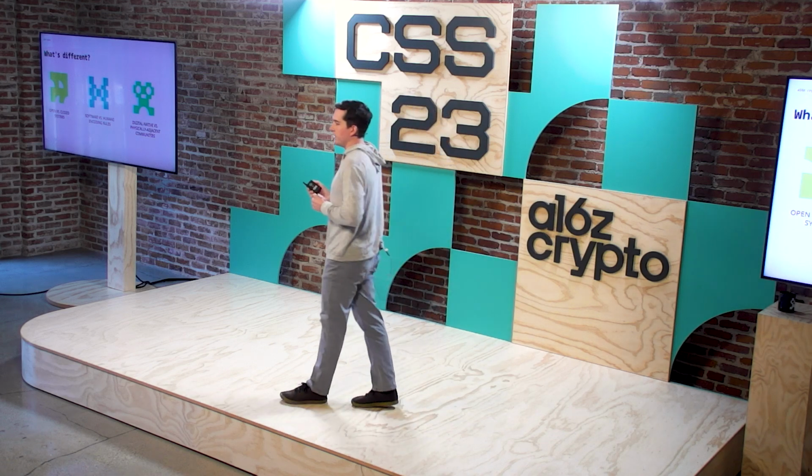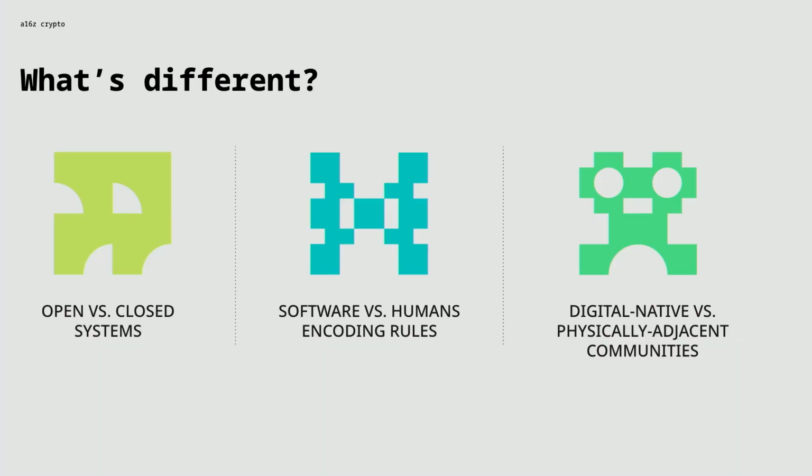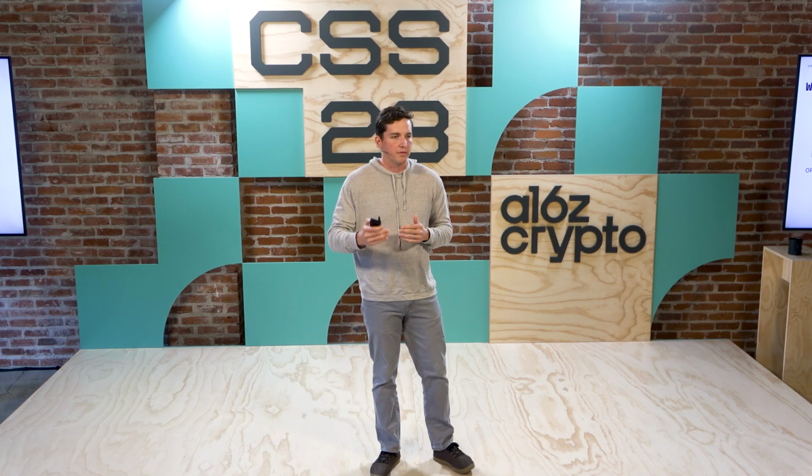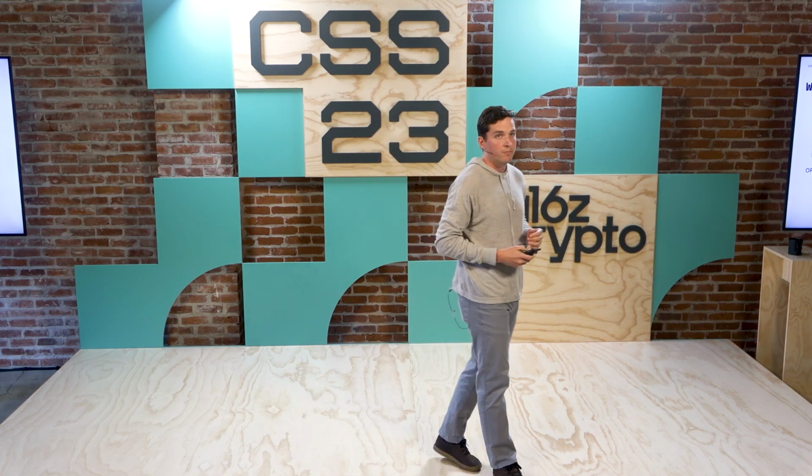The last piece is digitally native versus physically adjacent communities. What's important here is that you're widening the aperture for participation because you can connect with anyone with your project who has an internet connection. We see projects all the time that have very international-based communities. This simply could not exist before. So this is something that's net different than corporate governance structures today.